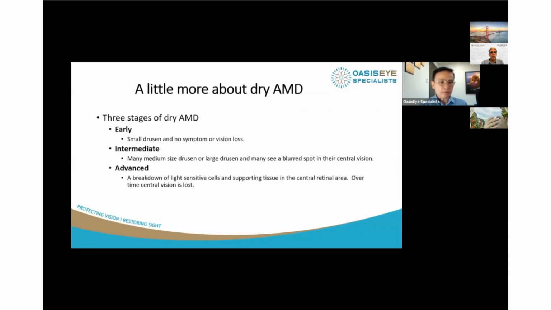So actually, if we look at dry macular degeneration, there are three stages of dry AMD. You have the early stage whereby you just have small drusen. However, the patients actually do not have any symptom, and they can still see very well. You also have the intermediate stage whereby the drusen size becomes bigger, and the patients will start to complain that they may see a blur spot at the center of their vision. And in the advanced stage, whereby there is a breakdown of the light-sensitive cells and also the supporting tissue in the central retina area, a patient with an advanced stage of dry AMD will complain of central visual loss.